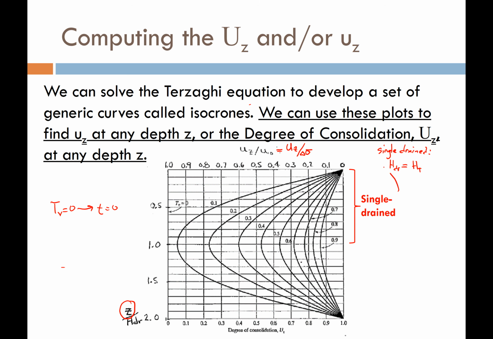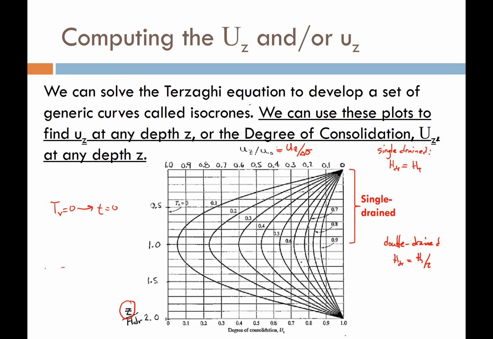And that's why I say if you have a single drain soil, you're only going to be using this portion of the isochrone that I'm highlighting right here, the upper portion. All this stuff down here on the bottom, you're not even going to use it, okay? But if you have a double drained clay layer, remember HDR is going to equal the thickness of the clay divided by 2.